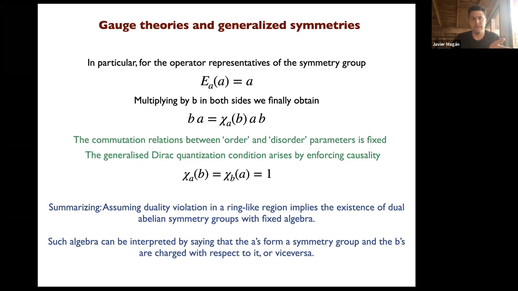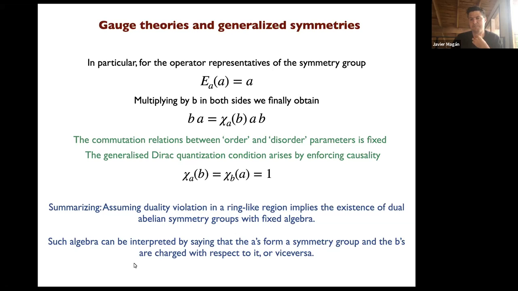Let me summarize the logic. We have started just by assuming a generic violation of duality in a ring-like region. And we have shown that this first implies a violation of duality in the complementary region, and then it implies the existence of dual abelian symmetry groups with fixed algebra between themselves. Such algebra can be interpreted by saying that the A's form a symmetry group and the B's are charged with respect to it, or vice versa.